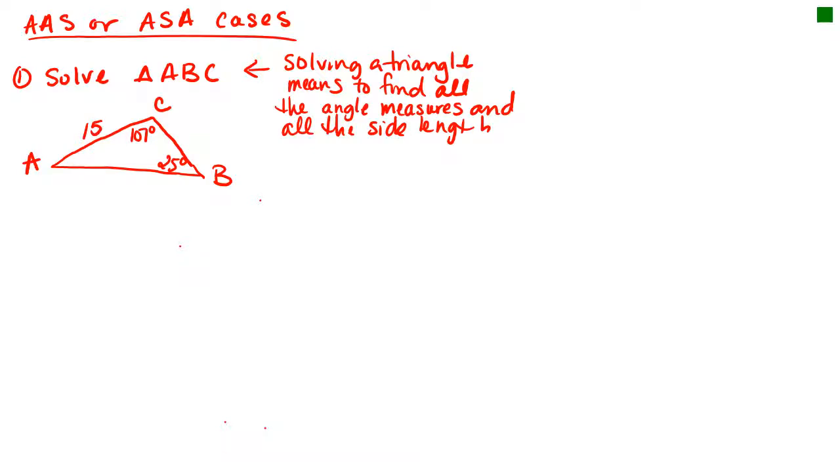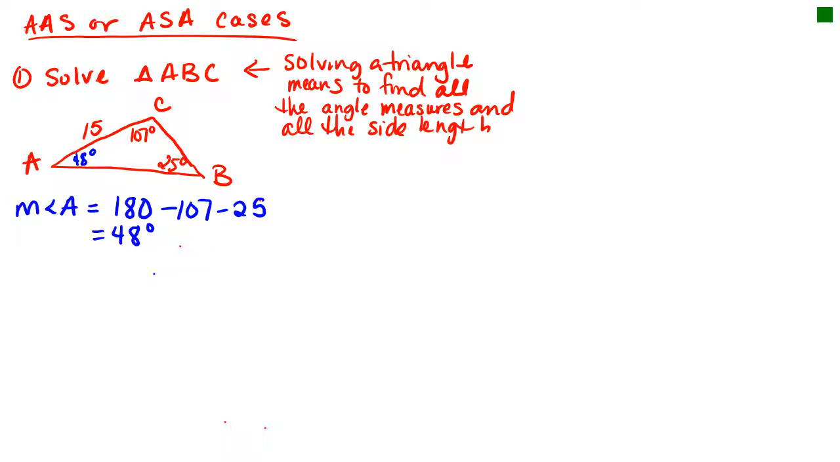Okay, so the first thing we can find real quickly is the measure of angle A. Remember, the angles of a triangle add up to 180, so we're going to do 180 minus 107 minus 25, and we get the measure of angle A is 48 degrees.